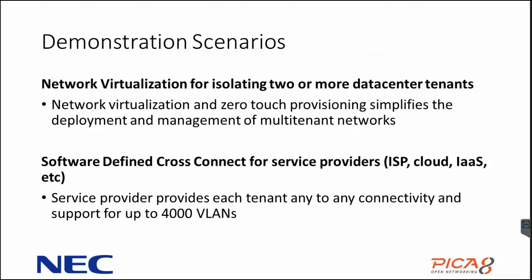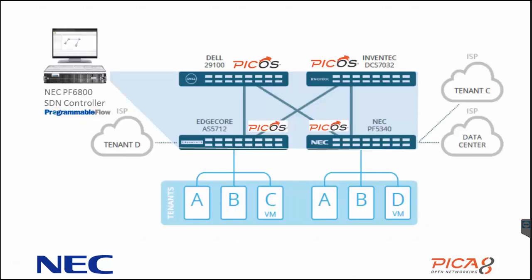The service provider can provide each tenant any-to-any connectivity, which means it will be any VLAN connectivity across their tenants. For this use case, we would use C and D as the tenants. C will bring in their own ISP to the data center, so they get connected to provision C with the required services, and D, same case.